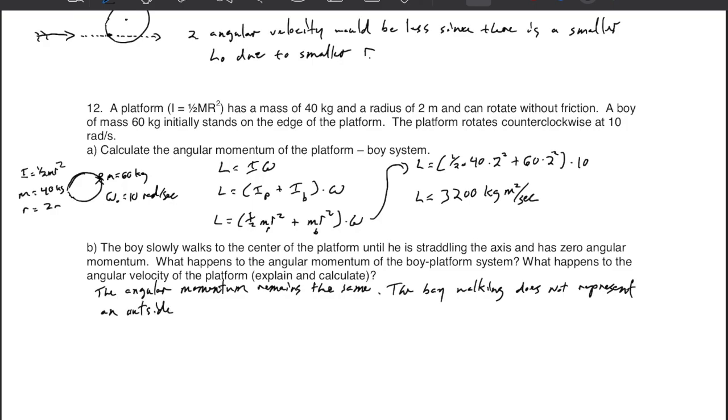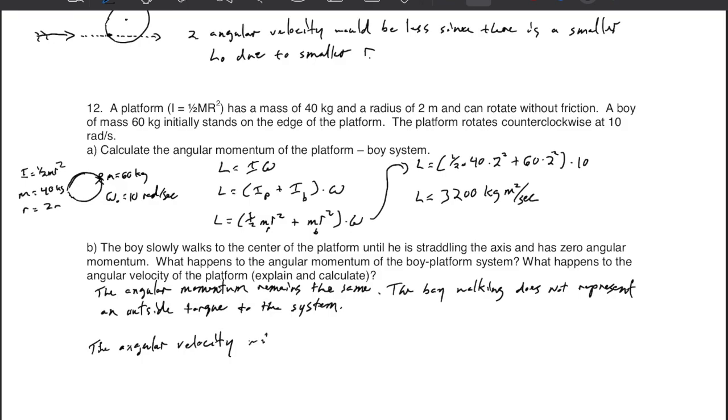What's the second question they ask us? What happens to the angular velocity of the platform? It asks us to explain and to calculate that. So do we suspect we're going to see something different with the angular velocity of the system? Well, what has happened? The boy, who weighs more than the platform, has moved from the outside edge to the inside center. So the distribution of the mass of the system has changed, hasn't it?